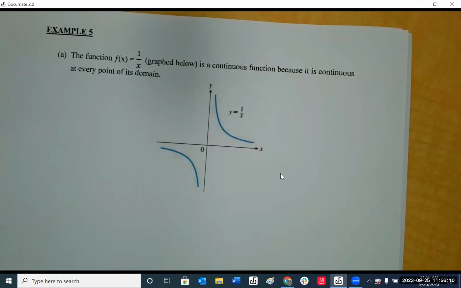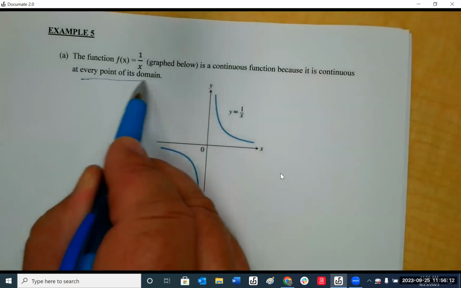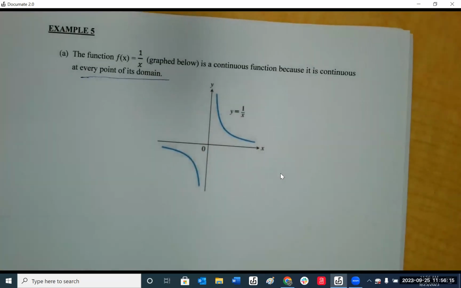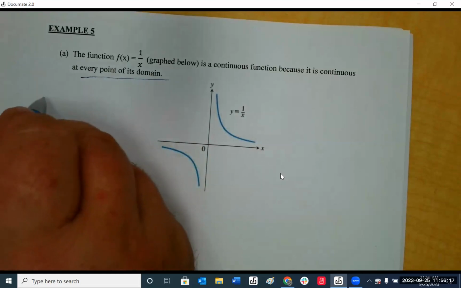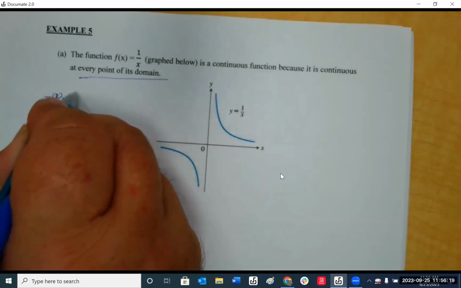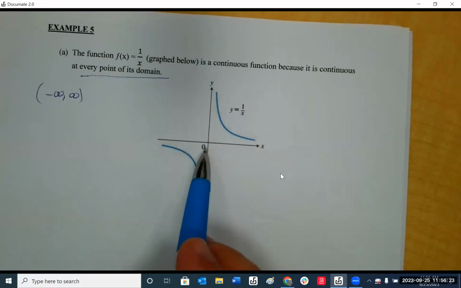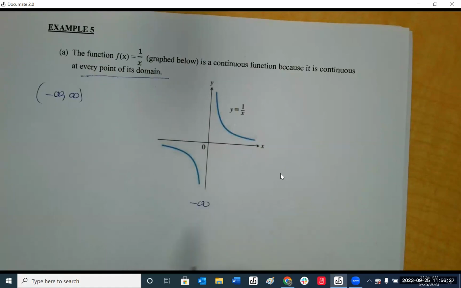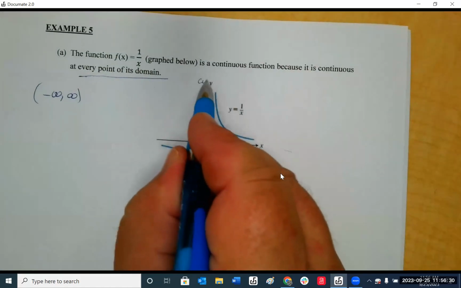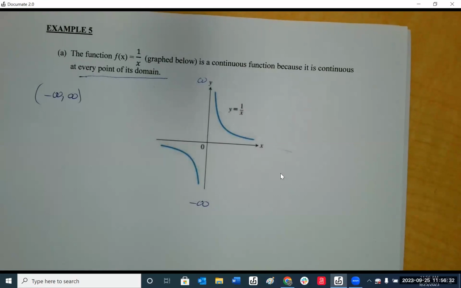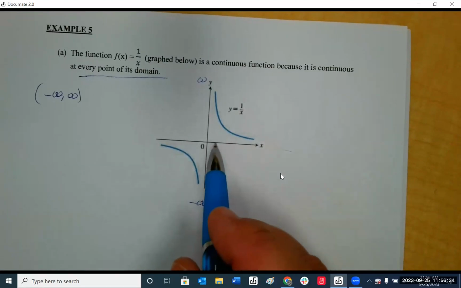Well, here's the kicker: every point on its domain. What is its domain? If the domain is -infinity to +infinity, no. Right, 0. What happens at 0? On the left-hand side, it's going to -infinity. On the right-hand side, it's going to +infinity. So that's a discontinuity.